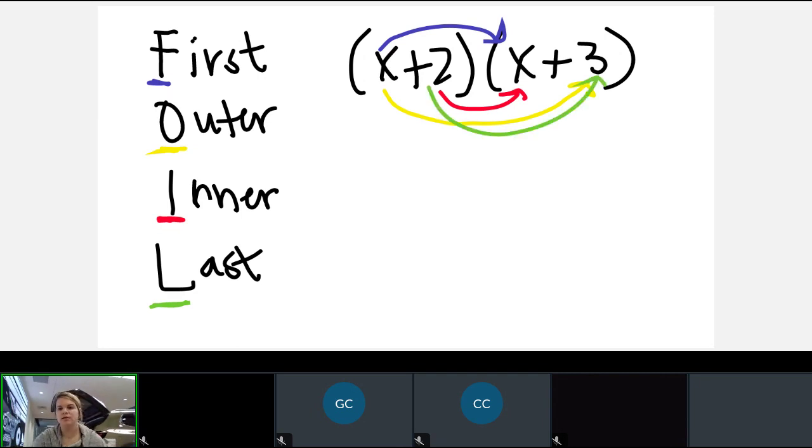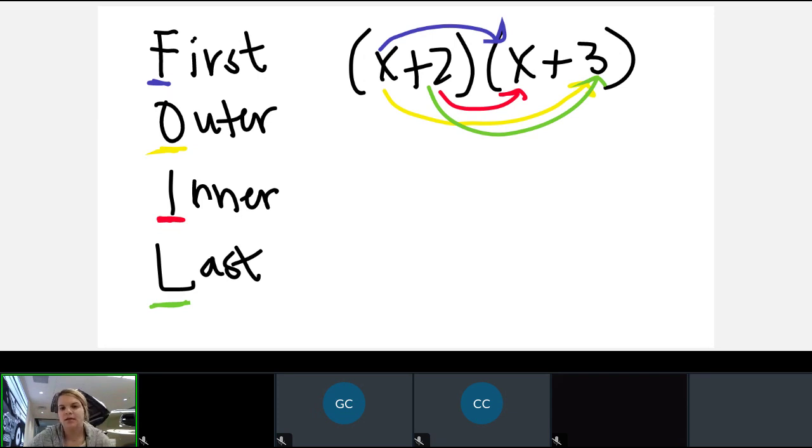So some people like to do FOIL. Some people like to use the boxes because it keeps them organized and they don't have to remember the acronym. I always like to read this as aluminum foil. Aluminum foil, that's funny. Yeah, it seems like that.